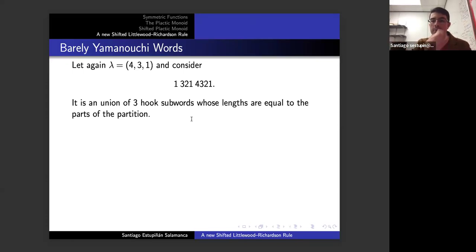Recall that Hooke's words are words that are strictly decreasing and then weakly increasing. So if I have a certain word that is very easy to understand from a decreasing perspective, so it has very, very easy to identify decreasing blocks, these decreasing blocks are also Hooke's words. And then this word has a very easy structure from the perspective of Hooke's words.